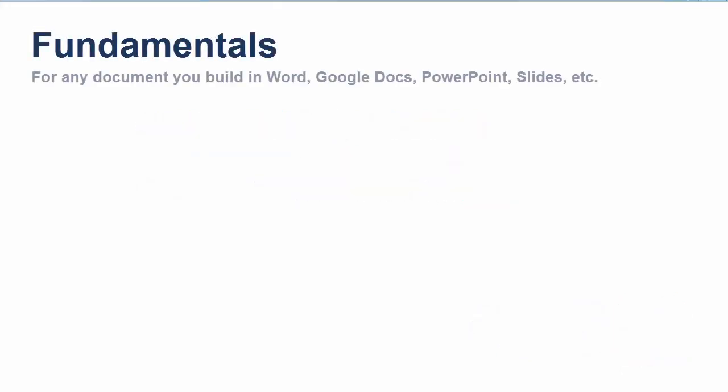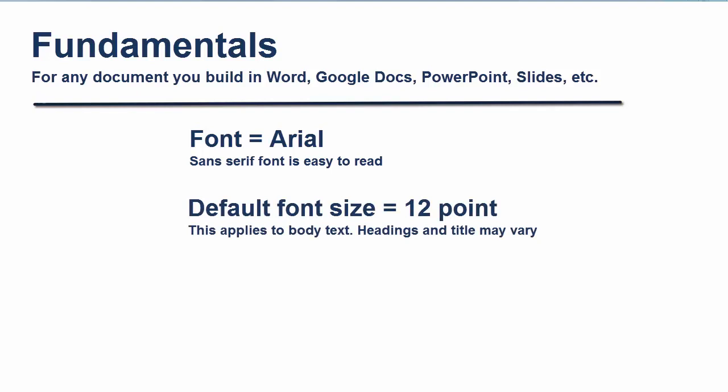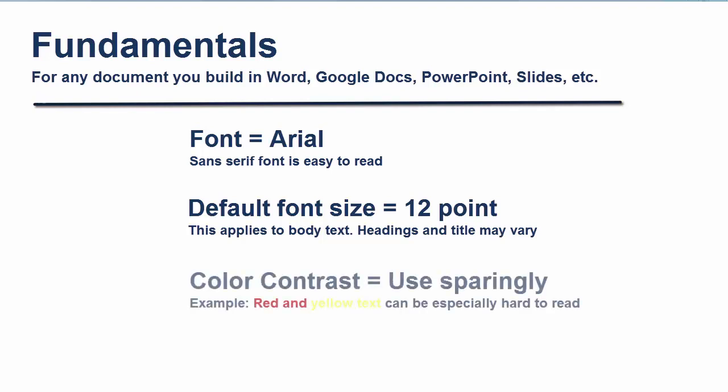Let's start with the fundamentals for any document. The font should be Arial because it's easy to read. The body text font size should be 12 point. Of course, titles and headings may be bigger. There should always be a strong contrast between the background and text so it's easy to read.